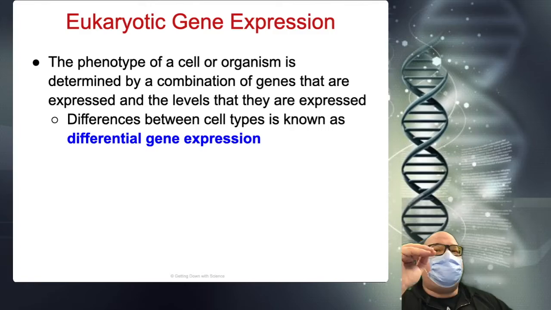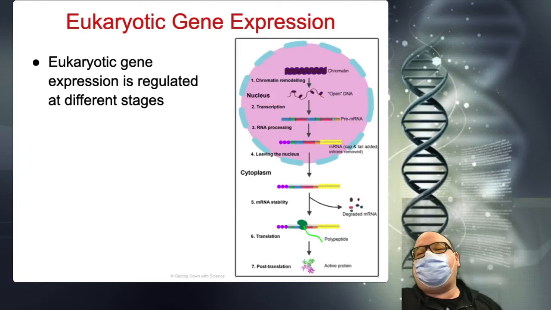Certain genes are going to be expressed at certain times and certain levels. And we don't want every gene to be simultaneously expressed. We talked about why. Just looking at the diagram, you can see this is a little bit complex. Okay, let's get into it. Eukaryotic gene expression has multiple stages. Things are a little bit more complex in eukaryotes.